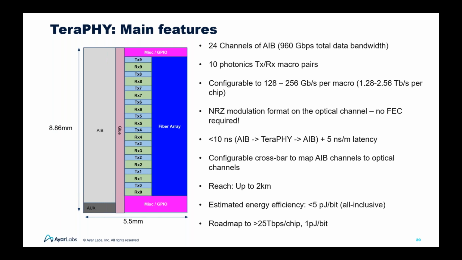We believe parallel lines, since BoW wasn't available when we started this. We think parallel buses like AIB and others are a little bit easier to implement compared to the XSR, and actually they take maybe less power as well. The reach that we get from this fiber optic architecture can go all the way to 2 kilometers, and our power estimation, including AIB, is something like 5 picojoules per bit. And the roadmap is that we can increase this to 25 terabits per second per chip as well.